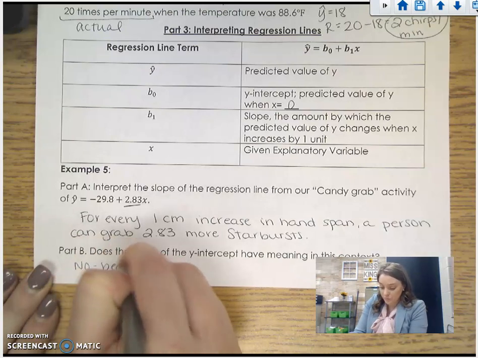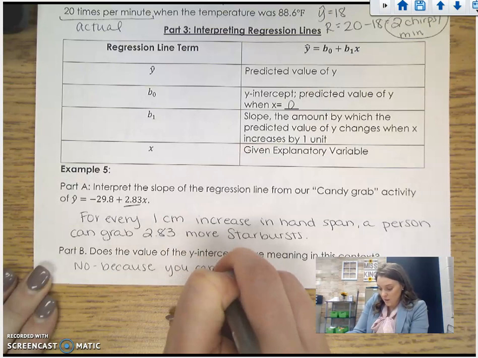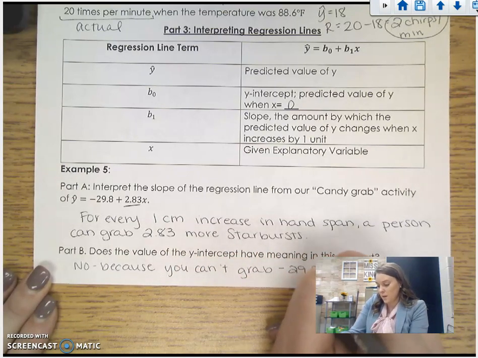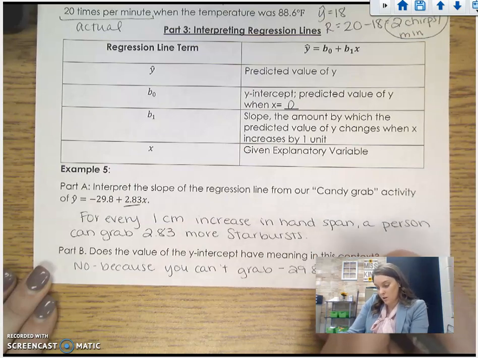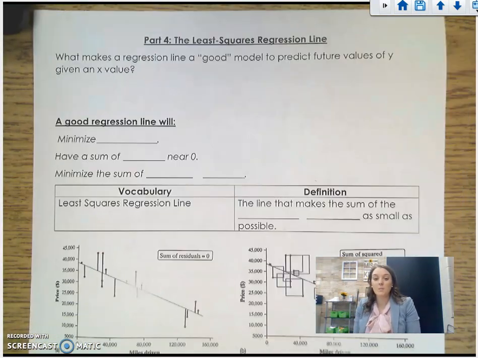No, because you can't grab negative 29.8 starbursts. Just not possible. Okay, so the last part of this packet is the least squares regression line.